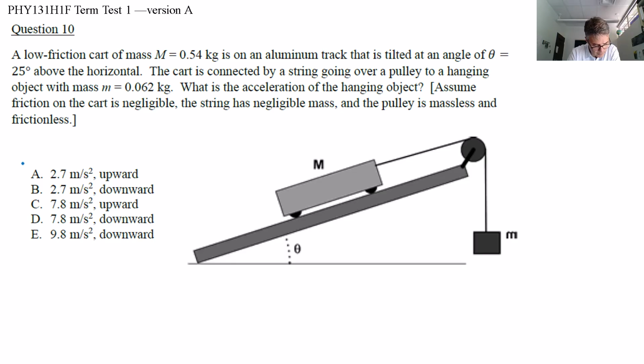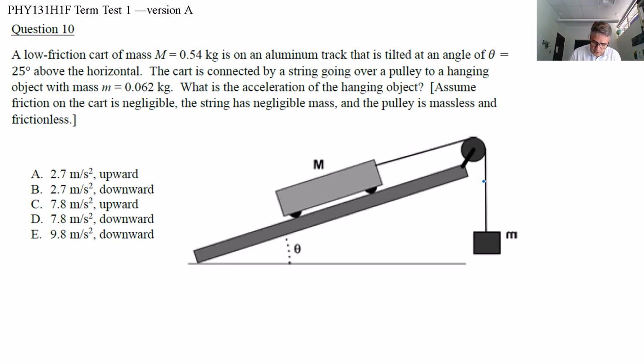A low friction cart of mass 0.54 kilograms is on an aluminum track that is tilted at an angle of theta is 25 degrees above the horizontal. The cart is connected by a string going over a pulley to a hanging object with mass m equals 0.062 kilograms. What is the acceleration of the hanging object?